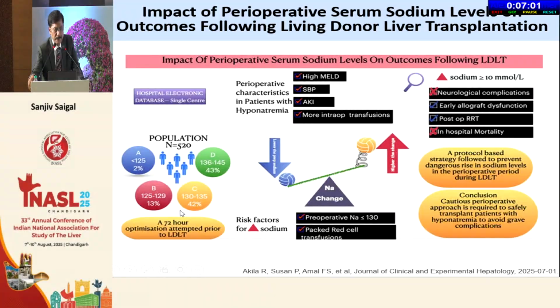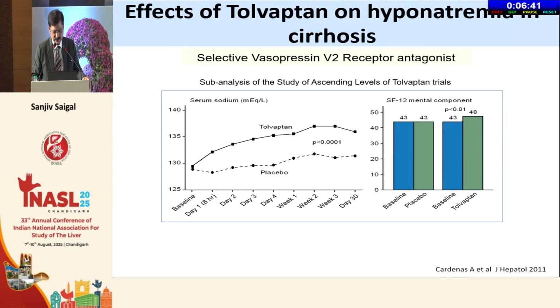Impact of hyponatremia, does it matter? Well, clearly higher MELD, SBP, AKI and all, they had more problems. Bottom line was that if you avoid a delta shift in sodium, which I was talking about earlier, that is the single most important factor which allows you to have a good outcome in the post-transplant period. That is the message from this paper, a nicely done study.